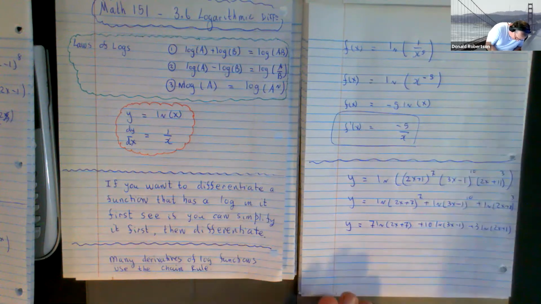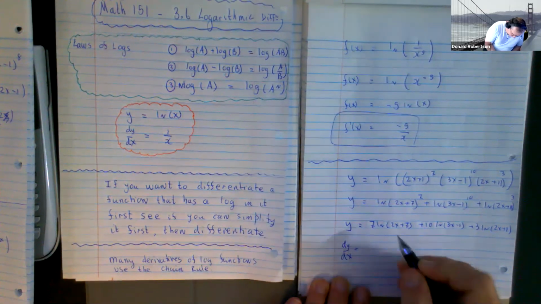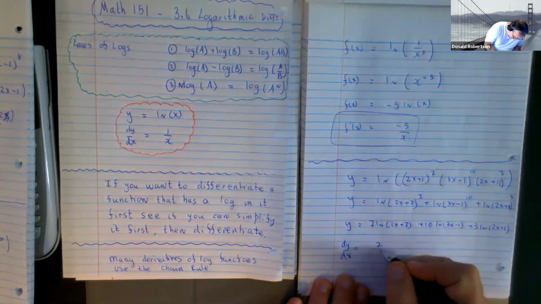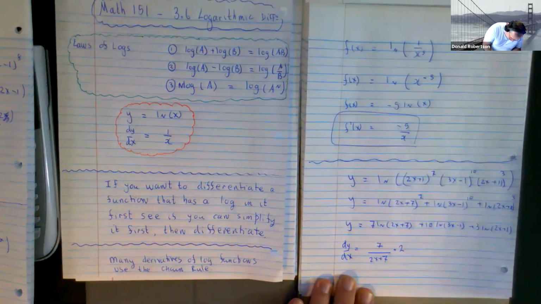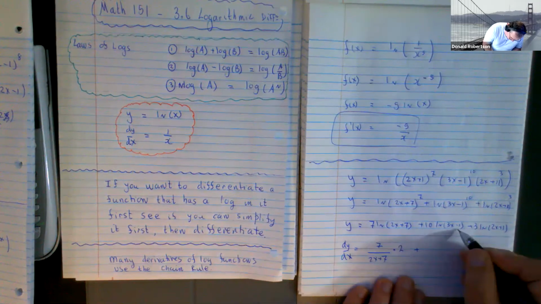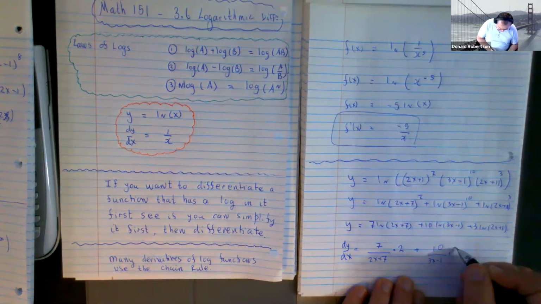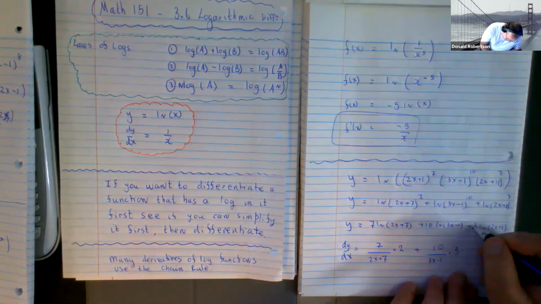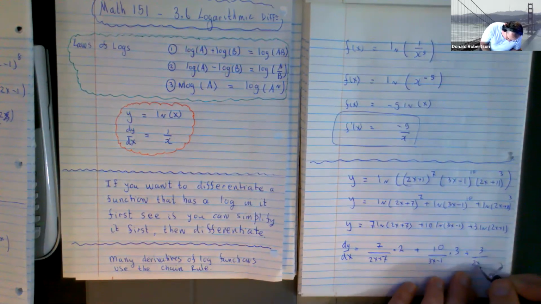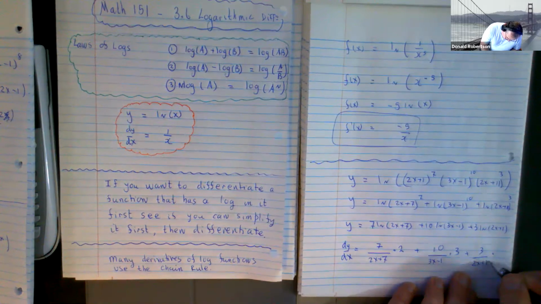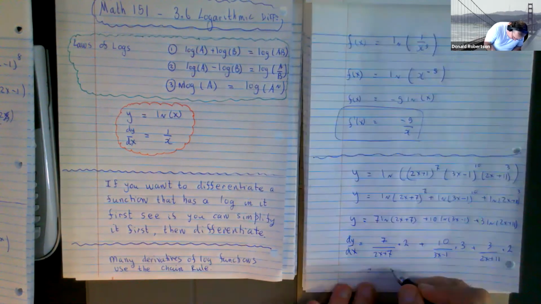Right, now differentiate it. 7 log of somethings: 7 over the something times the derivative of the something, which in this case is 2. 10 log of somethings: 10 over that something times the derivative of the something, which in this case is 3. And lastly, 3 logs of something, 3 over something, times, oops, that's an 11 there, times the derivative of that something.